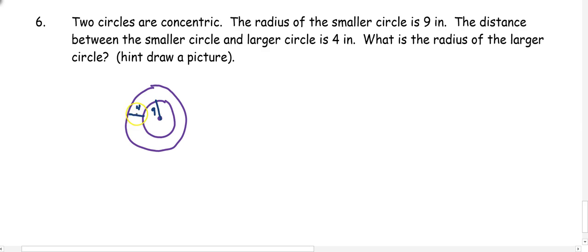Well, if the distance is 4, it's going to be 4 anywhere. So if I want to find the radius, I know that the radius of the small circle is 9. The distance between the two is 4. So when I add those together, I get that the radius of the larger circle is 13 inches.